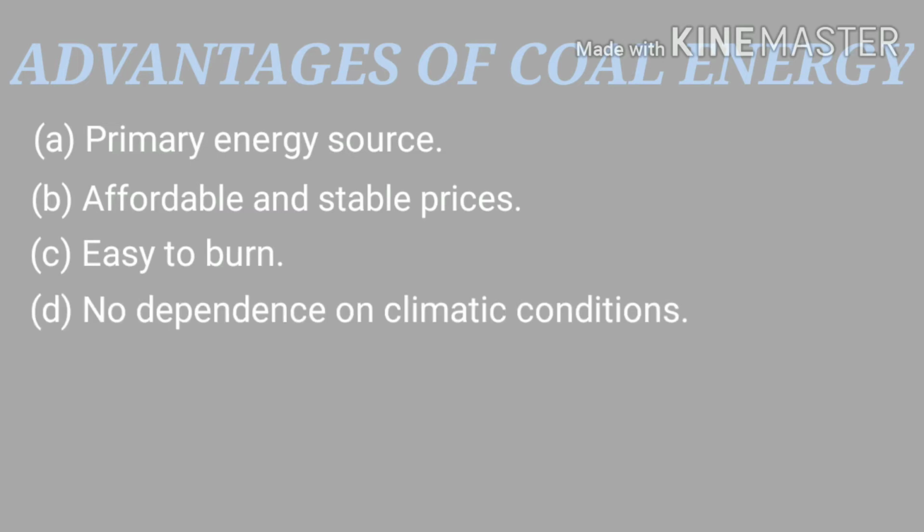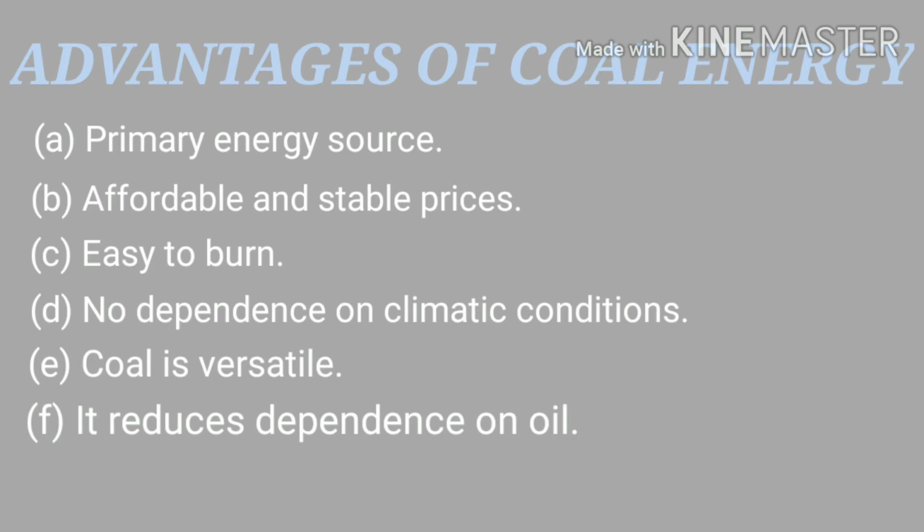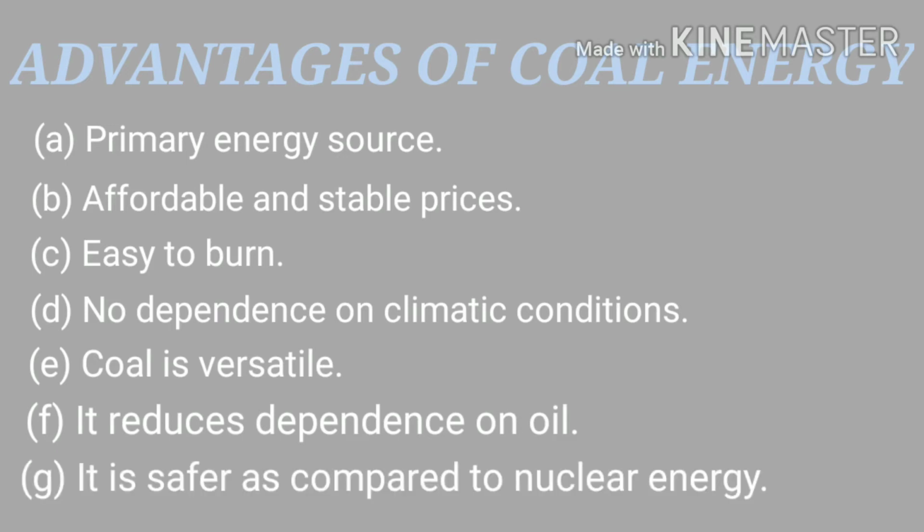No dependence on climatic conditions. Unlike wind, solar, or hydel energy, one is not dependent on existing climatic conditions for mining coal. Coal is versatile. Coal is mainly used for generating electricity, and its byproduct, coal tar, is used to produce phenol, creosote oil, naphthalene, and other chemicals. It reduces dependence on oil. It is safer as compared to nuclear energy.